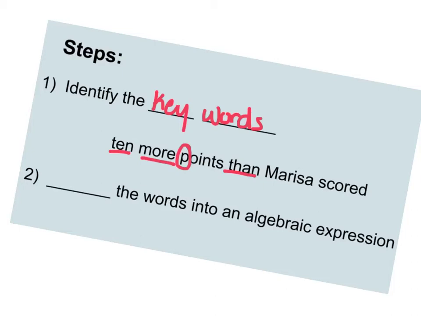And then we need to take those keywords and then translate the words into an algebraic expression. So 10 more points than Marissa scored.